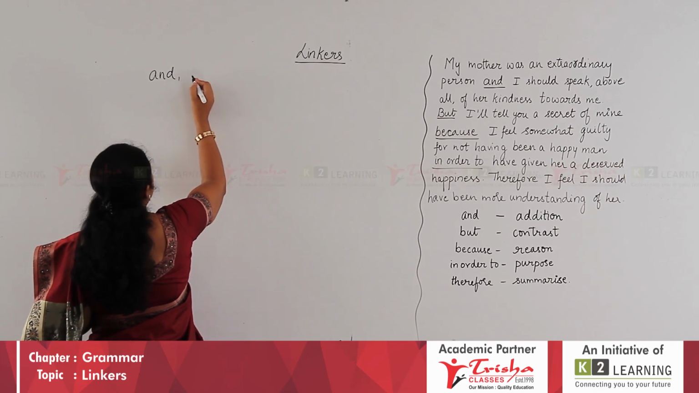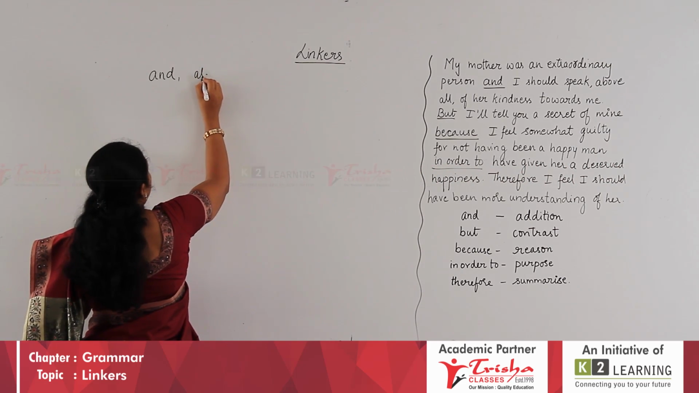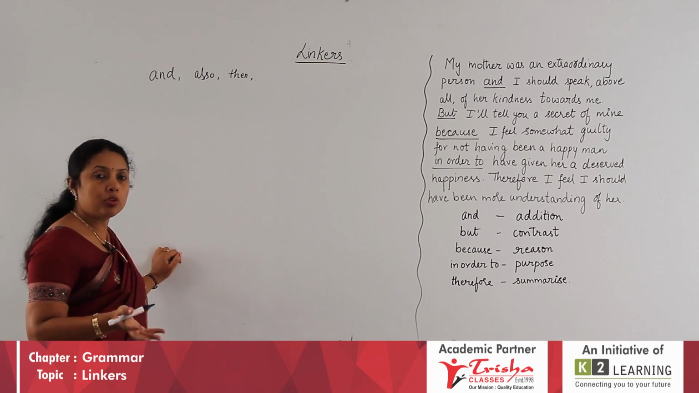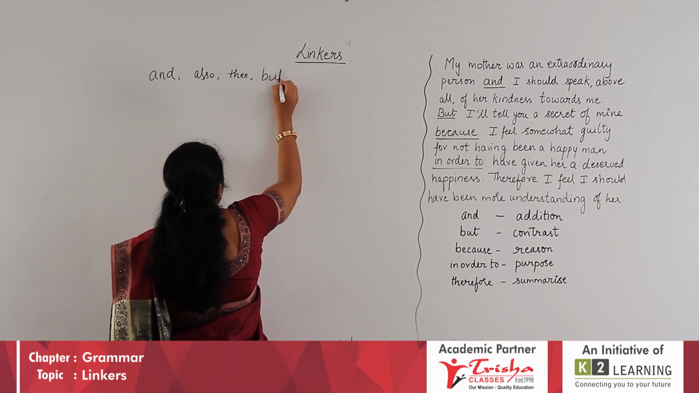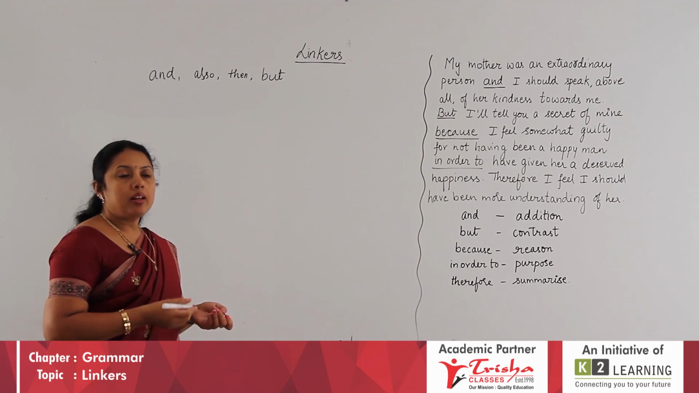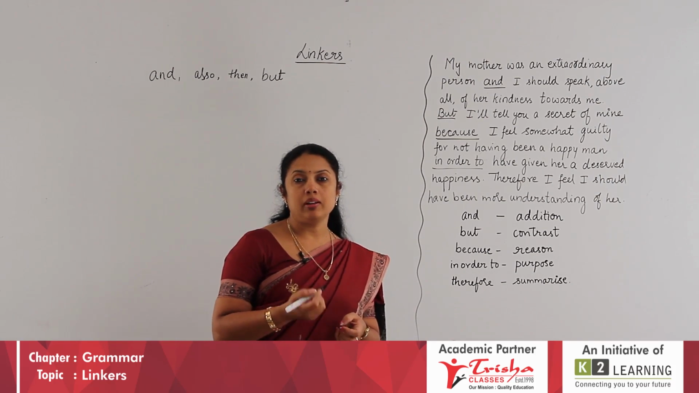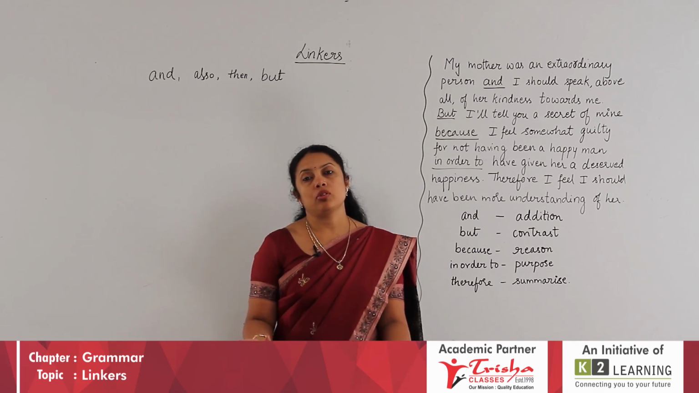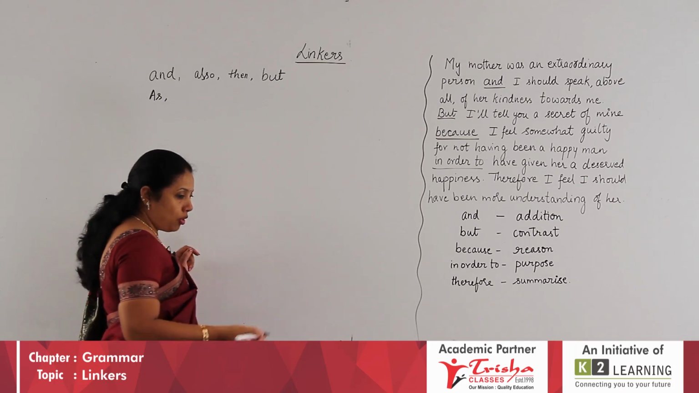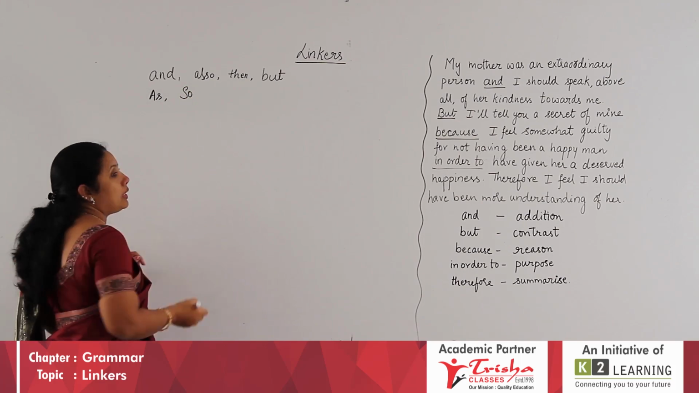Later on, we also learned that one of the linkers that could be used was also, then it went on to then. Gradually, we learned that we could use the word but as a linker too, as a cohesive device, as a conjunction. Later on, when we started writing letters, we started giving reasons. When I write a leave letter, as I was not feeling well, that also is a linker. As is a linker. I am not keeping well, so I could not finish my homework. The word so is also a linker.